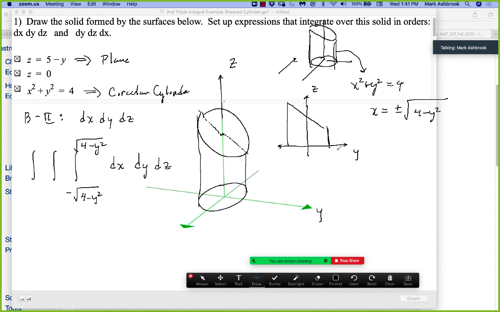So what are we going to do? We're going to do dx, dy, dz. So y is left to right. And so for this region, we're asking now, what's the left side and what's the right side? What's the left side of this region? -2. Yeah, that's right. Left side is y equals -2.